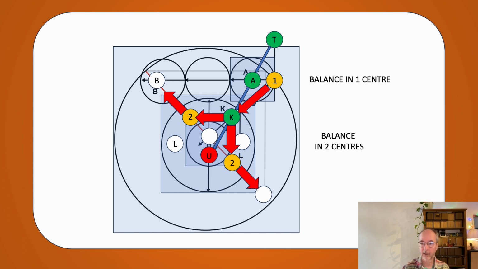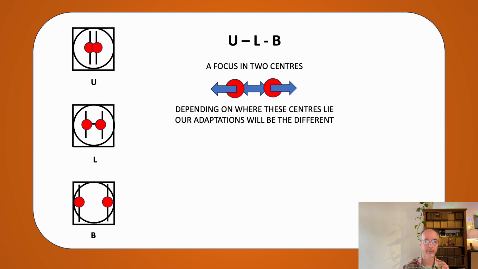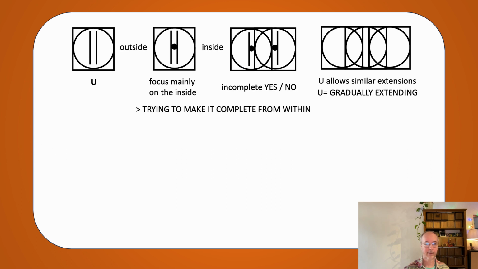I will go to a different focus, so that you understand how you can understand the vision from 2 centers. How do you see 2 centers? How does that work? There's a focus in 2 centers here with U, L and B. Depending on where these centers are, our adaptations will be different. Let's give an example. With the U, our center was back inside, and we had a distinction between to know what was outside and to know what was inside. Mainly it went back in to the own center, so it's focusing mainly on the inside.